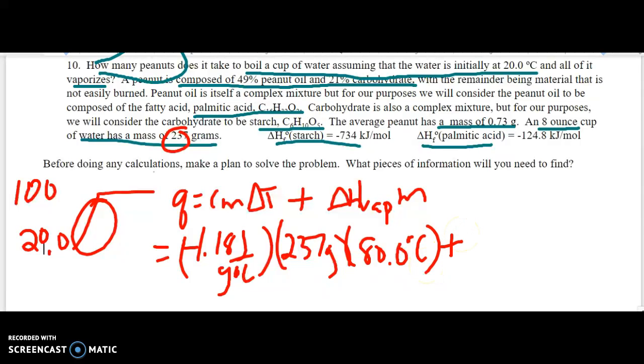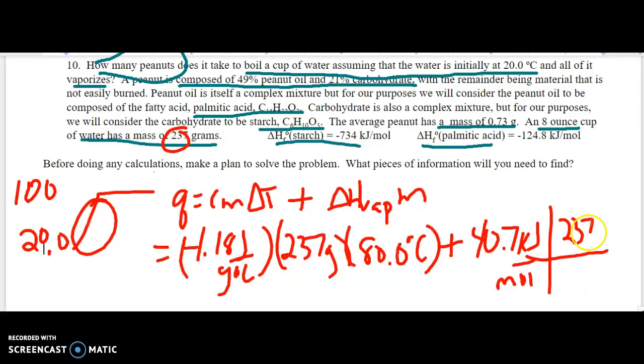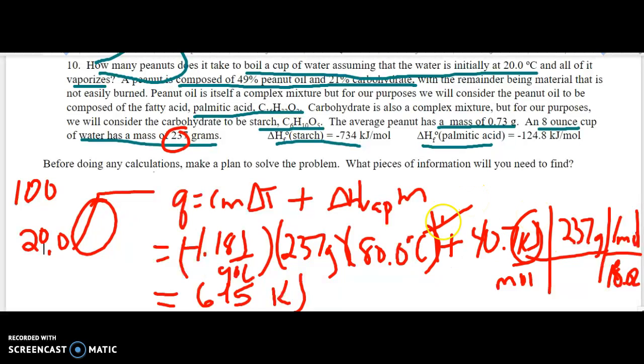Plus 40.7, which is coming from a previous worksheet, times the 237 grams. I've got to get the molar mass in here: 1 mole, 18.02 grams. Sorry, that's an 8. When you calculate all of that, you're going to get a total of 615 kilojoules. This one's in kilojoules, so this has to also be kilojoules. You don't really have to show metric relationships, but you do need to figure out where they're coming from. So that's the first piece that we need to take a look at.